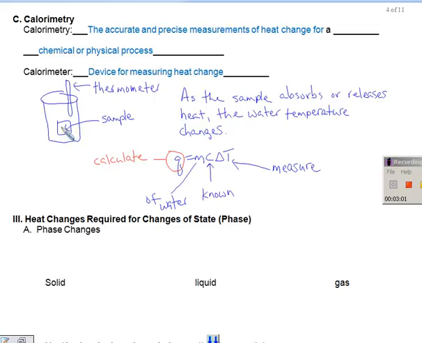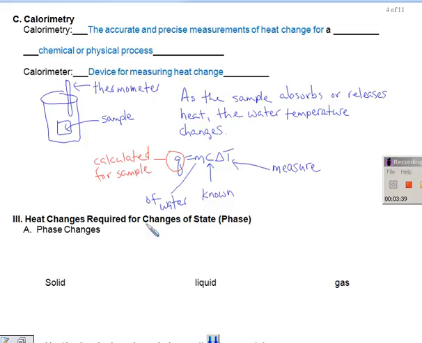Because by the law of conservation of energy, whatever energy is lost by the system has to be absorbed by the surroundings. So we're going to make the assumption this is a closed system, so that all of the heat lost or gained by the sample will be transferred to the water. So this actually ends up being calculated for the sample, because once we know it for the water, all we do is change the sign for the sample.